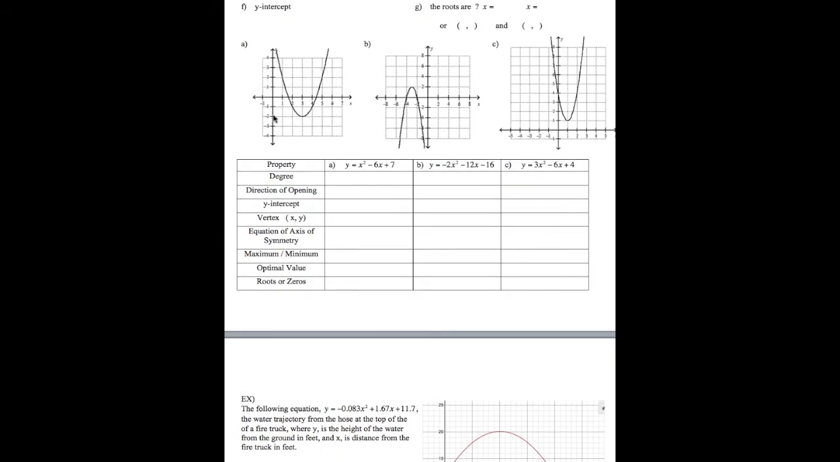The rest of this, take a look here. Equation 1, equation 2, and equation 3. What I'd like you to do is I'd like you to fill in this table. Degrees, direction of opening, y-intercept component, what's the vertex, the axis of symmetry, and so on and so on and so on.